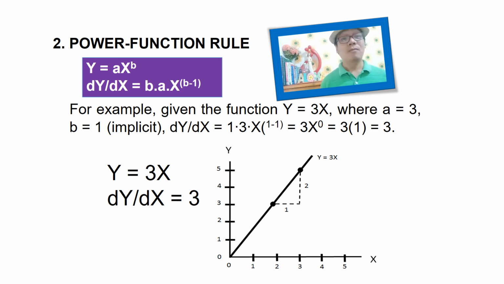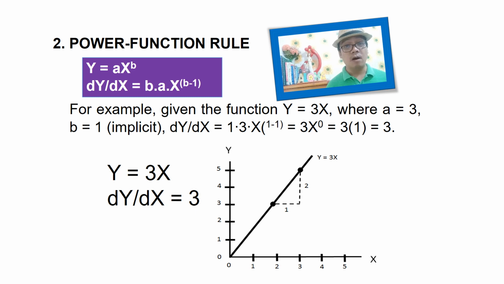Number 2, power function rule. The derivative of a power function y equals ax raised to b, where a and b are constants, is equal to the exponent b multiplied by the coefficient a times the variable x raised to the b minus 1 power. For example, given the function y equals 3x, where a equals 3 and b equals 1, dy dx is equal to 3. This is graphed below.